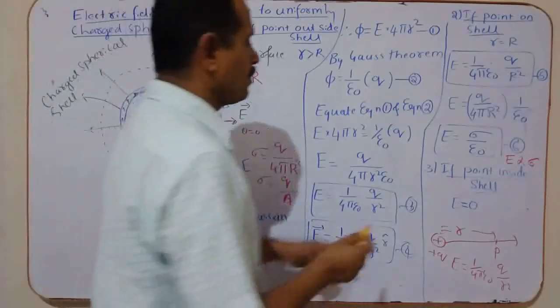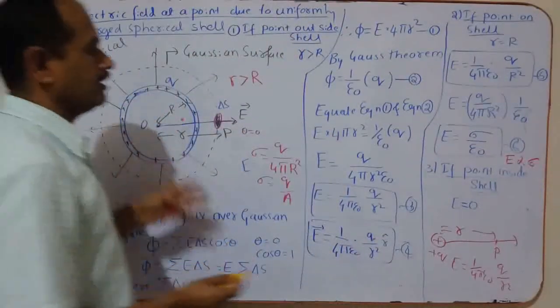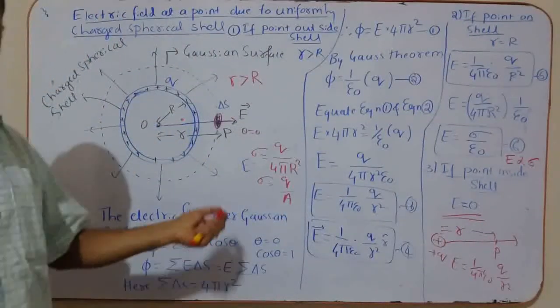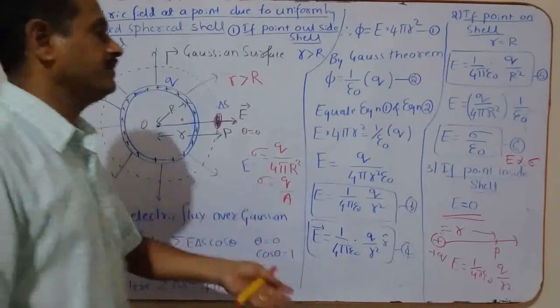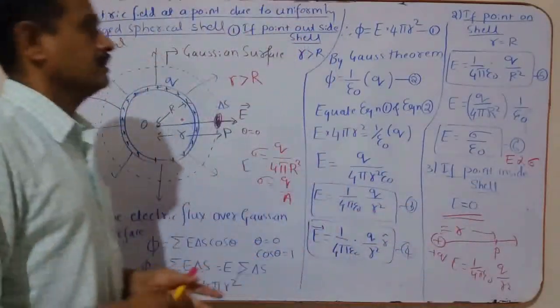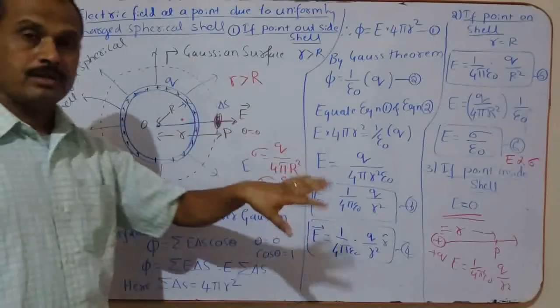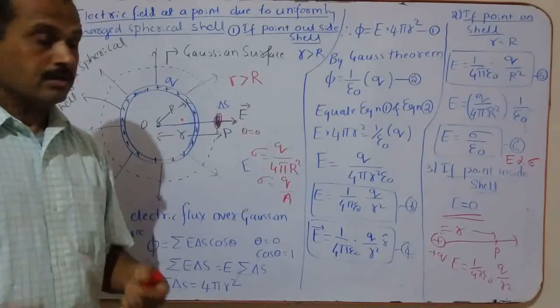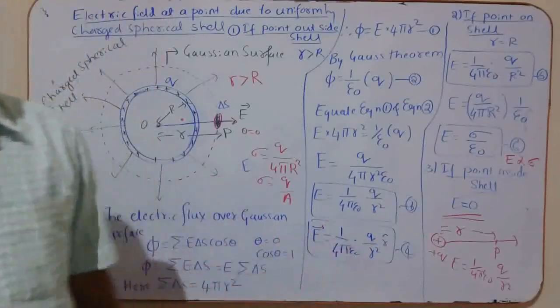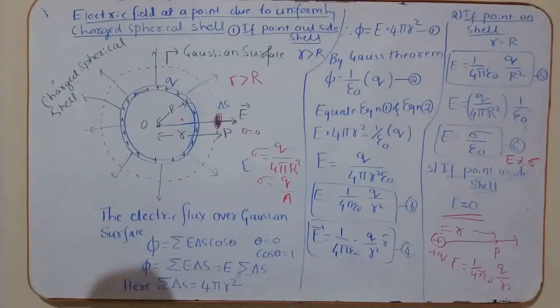If the point is inside the shell, there is no charge enclosed inside the shell, therefore the electric field at a point inside the charged spherical shell is equal to zero. What is the electric field at a point inside the charged spherical shell? It is zero. This is one of the very important derivations, asked in the examination continuously three or four times in the annual examination or supplementary exam. Okay, this is for 5 marks.